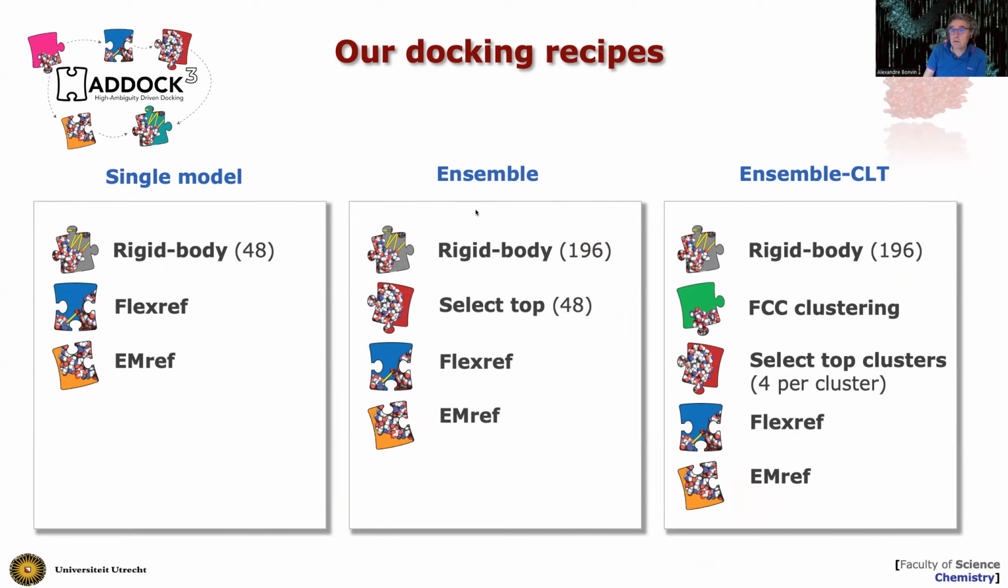In the second workflow, we're going to use an ensemble. So we combine predictions from different AI methods. We increase the sampling to have the same number of samples per model that we give. We select the best model at this stage, 48. So we do a ranking step and we refine it. And in the last one, we do the same, but instead of doing a selection, we might lose good models because at this stage, the models are not yet refined. We cluster. This was not possible in HADDOCK 2. We select from each cluster 4 models, and then we refine everything.